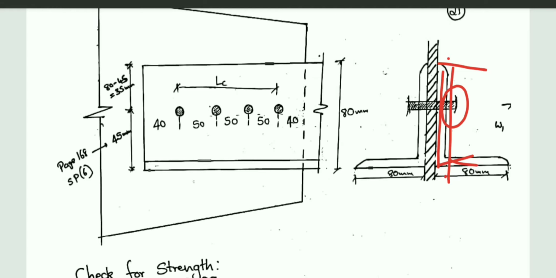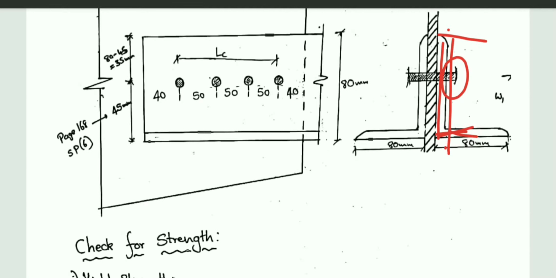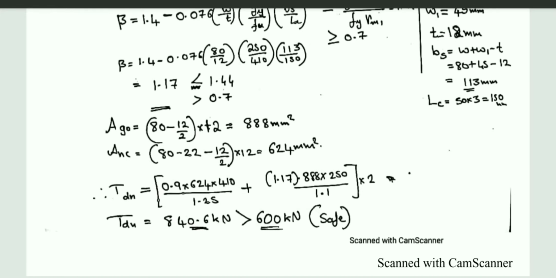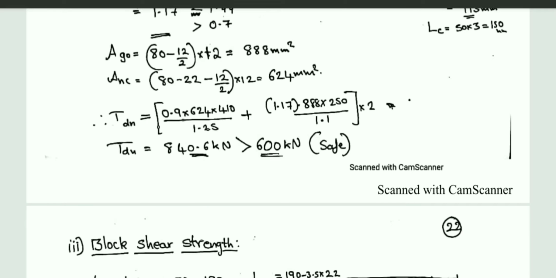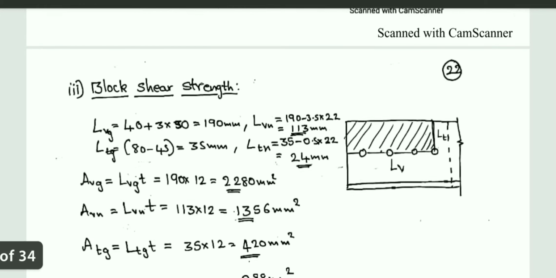80 minus this 12 by 2, minus this bolt hole, that is 22 mm, into thickness. That is (80 minus 22 minus 12 by 2) into 12, you will be getting 624 mm square. Next, substitute all the values, multiply by 2, and you will be getting 840.6 kilonewton. It is greater than 600 kilonewton, that is, the strength is greater than the load to be taken, so it is safe again here.